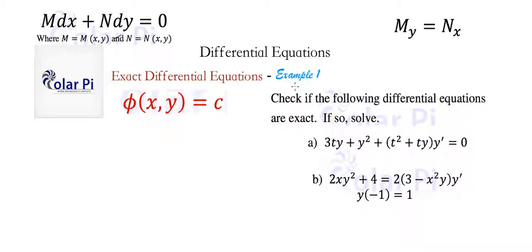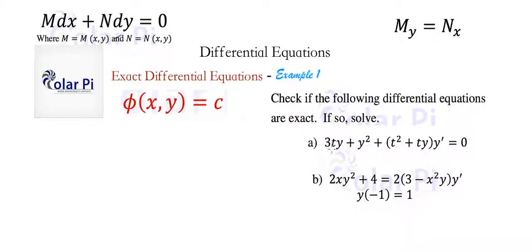Yeah, so example one here, we've got a couple of differential equations that we have to check for exactness, and if they're exact, then we have to solve them. Now, in both part A and part B, it's pretty easy to see that the given differential equations are of this form. In A, just rewrite this y prime as dy dt and multiply both sides by dt, and you'll see that what you have is exactly like this, except all of the x's are t's, and that's it.